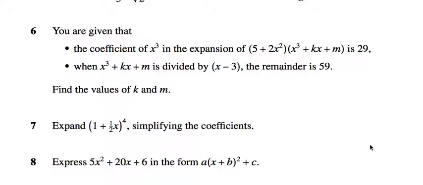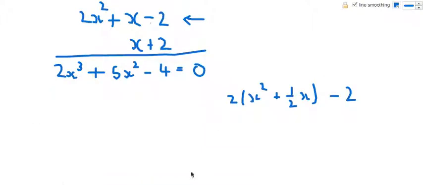So instead, what we're going to do is figure out what we can do with these two pieces of information. So first one, the coefficient of x cubed in the expansion of this is 29. We're going to multiply those brackets, okay? And because it's 3 terms by 2 terms, we're just going to use the 3-digit method. So let's get on to that.